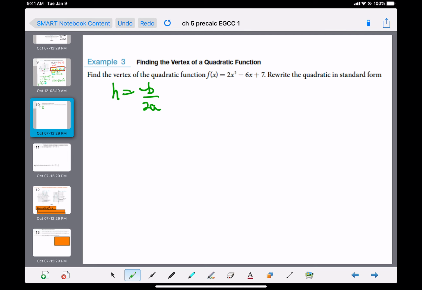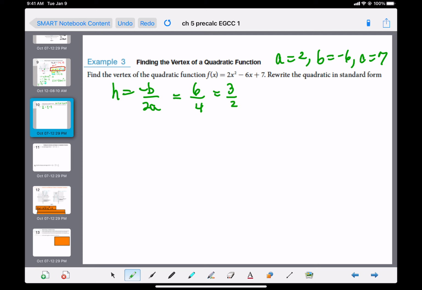Okay. So in this particular quadratic, our a is 2, our b is negative 6, our c is 7. So we're just going to take that information and plug it into negative b over 2a. And so we get the opposite of b, that's positive 6. A is 2, 2 times 2 is 4. And then if you get a fractional answer, just reduce it as much as you can and then stop. That's 3 over 2.